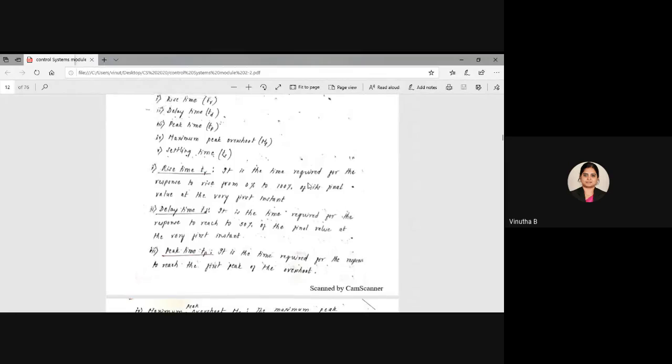Then we have the rise time. It is the time required for the response to rise from 0% to 100% of its final value at the very first instant. So you can see here from 0%. Since this is an underdamped system, we have the rise time, which is from 0 to 100% of the final value. Final value is 1. So till here, this will indicate the rise time, which is denoted by small t suffix small r.